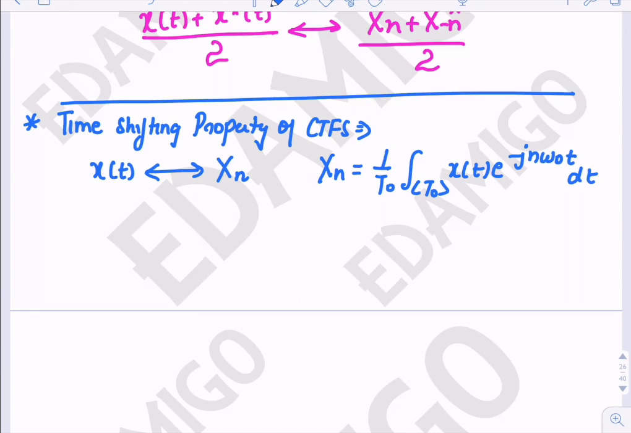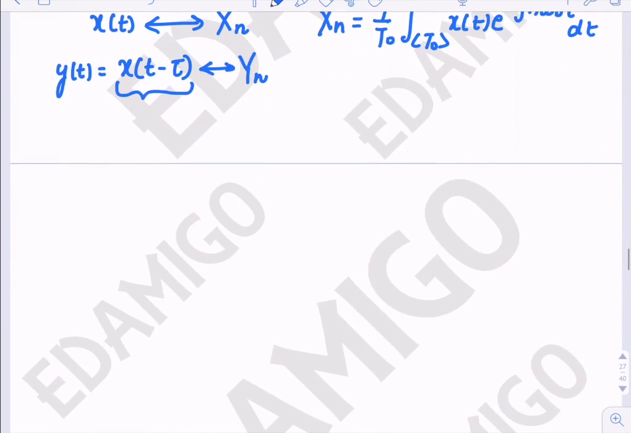Now let us say we have a new signal y(t) equal to x(t minus t naught). Let's not use t naught here, let us use some tau, so y(t) is x(t minus tau). I have shifted the signal x(t) by tau. Since shifting does not change the time period, the time period of x(t minus tau) remains the same, that is T naught. Let us say that y(t) has the Fourier series coefficients y_n.